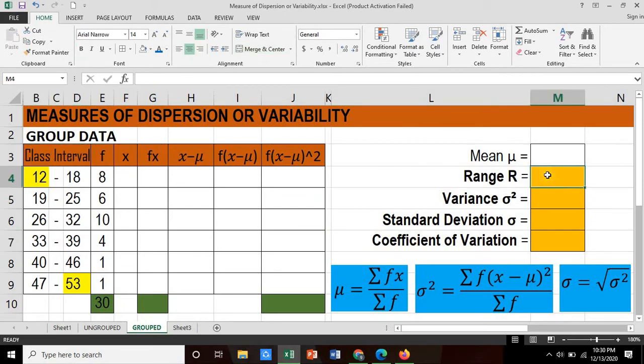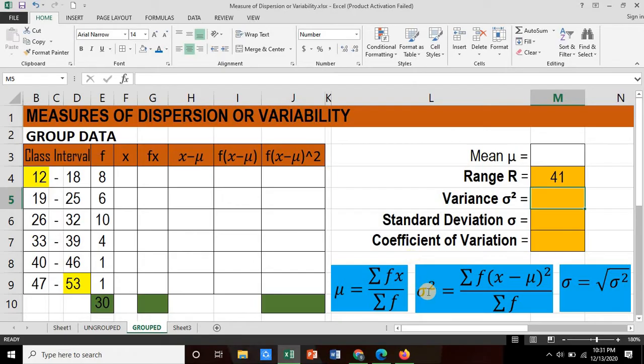So to start, let's compute for the range R. By definition, this is simply the difference of the highest value and the lowest value. In our grouped data, the highest value is the upper limit of the last class interval, and the lowest value is the lower limit of the first class interval. To compute that, this is simply 53 minus 12, and that is equal to 41.